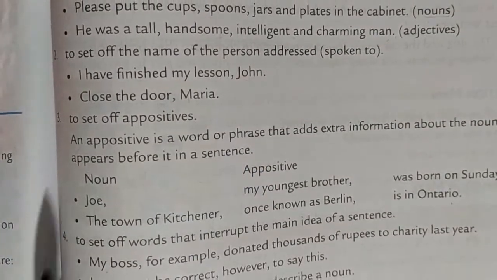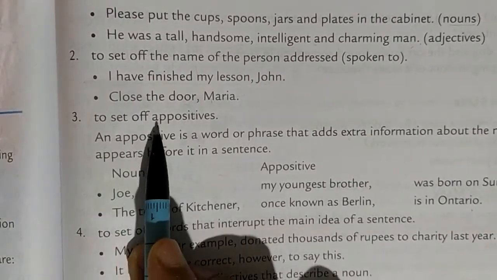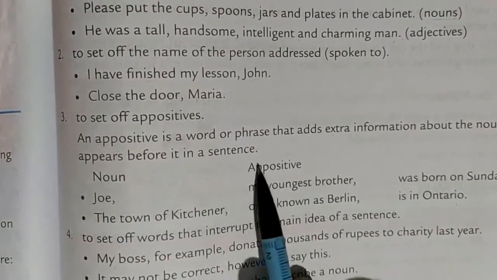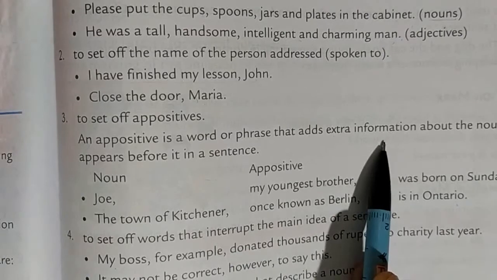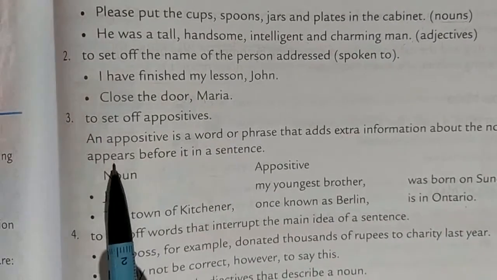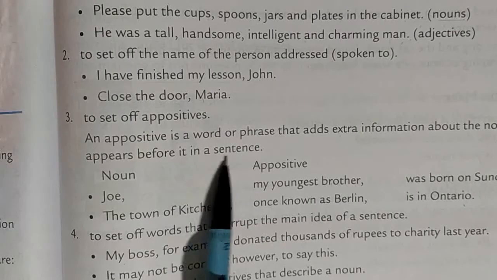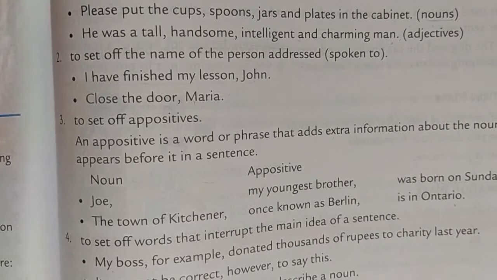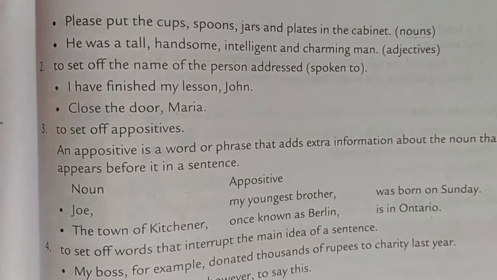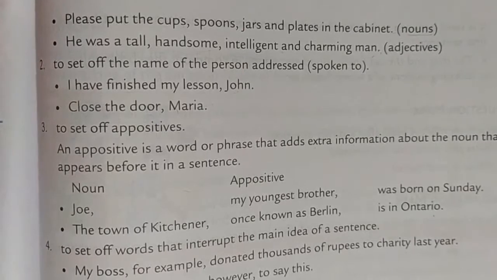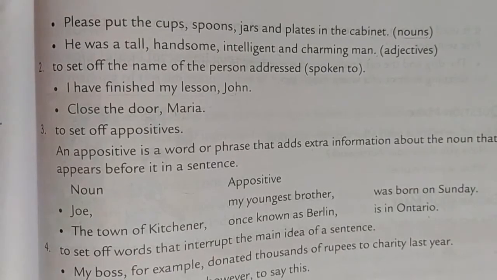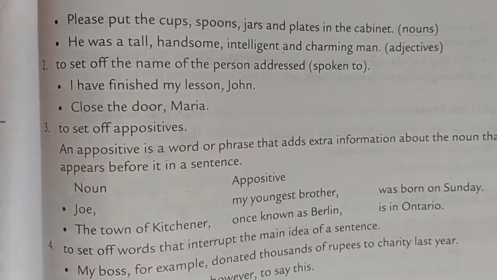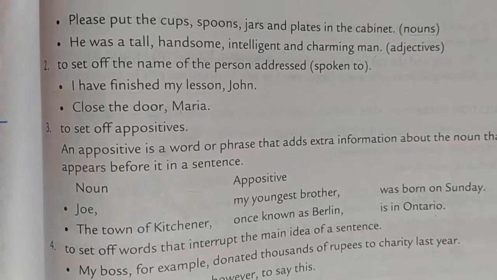Next is to set off appositives. An appositive is a word or phrase that adds extra information about the noun that appears before it in a sentence. It basically gives extra information about the noun. So there we use these commas. When I give you the example, you'll understand what it is. Don't get confused. Don't think it's very difficult.